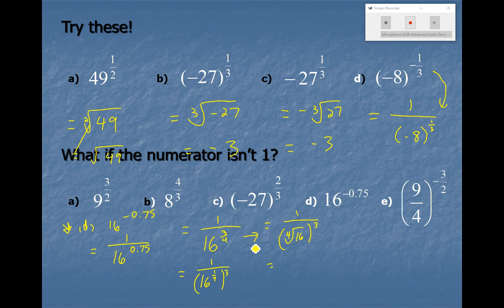And what's the fourth root of 16? Probably 2. 2. I love his answer. Probably 2. You know what I mean? Like a lot of these work out to nice numbers. But you got your calculator. So this is 2 cubed, which is 1 over 8.